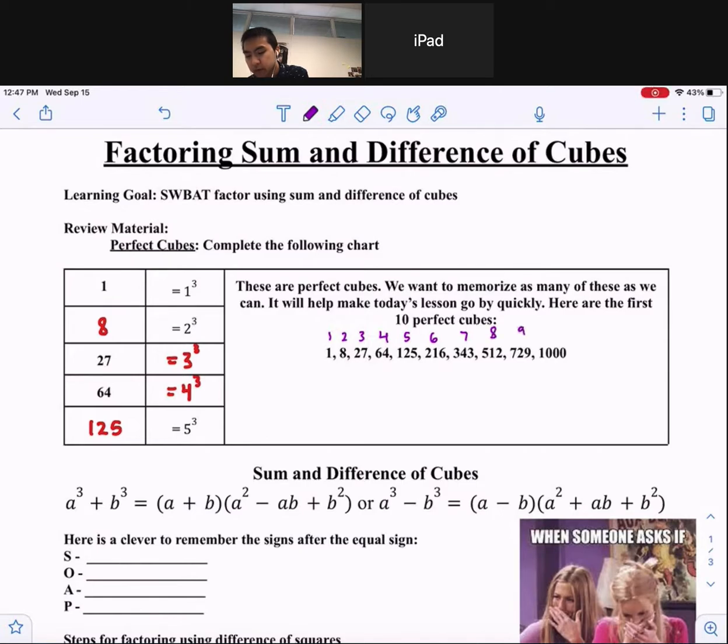So for example, 6 times 6 times 6 is 216, 7 times 7 times 7 is 343, and so on. All these numbers are perfect cubes, corresponding to each number.